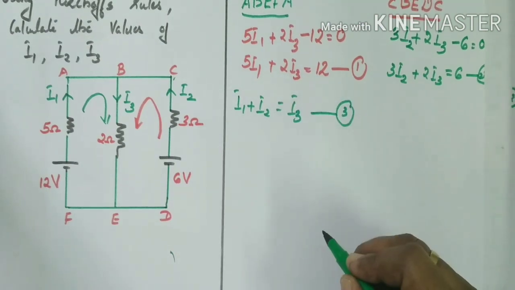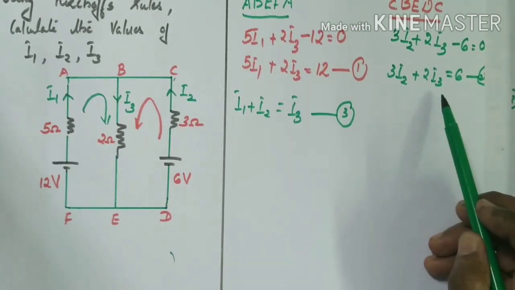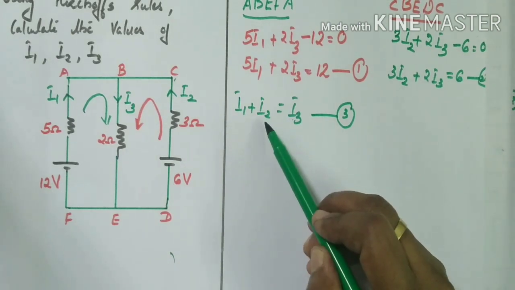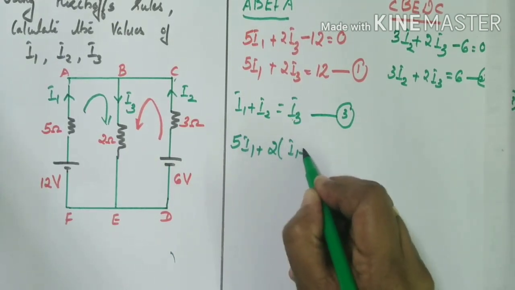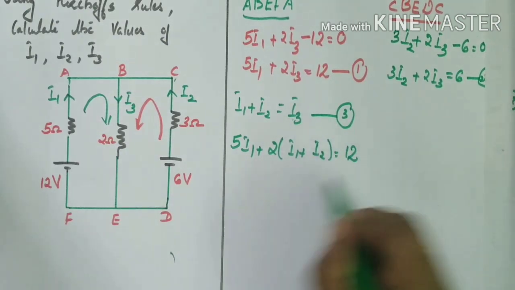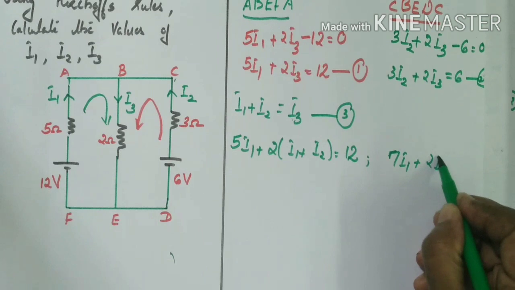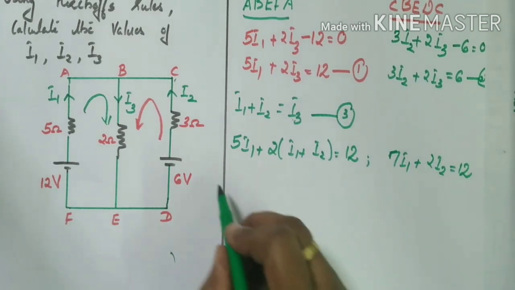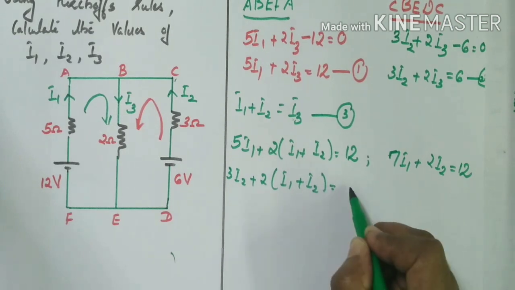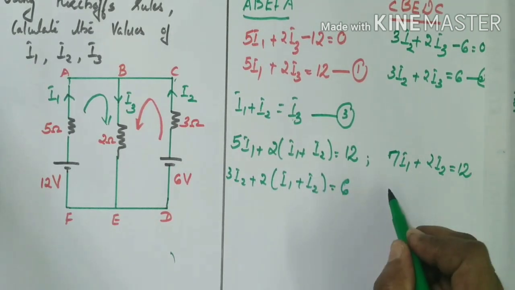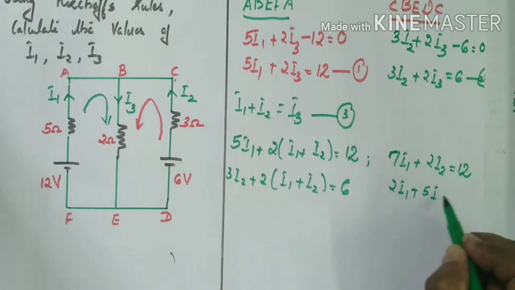So three equations we have considered. Now we can solve the three equations and find I1, I2 and I3. We can substitute I3 as I1 plus I2. From the first equation we can write 5I1 plus 2 into I3, I3 is I1 plus I2, is equal to 12. So 5I1 plus 2I1, that is 7I1 plus 2I2 is equal to 12. Similarly, the second equation can be written as 3I2 plus 2 into I1 plus I2 is equal to 6. Simplifying, 2I1 plus 5I2 is equal to 6.